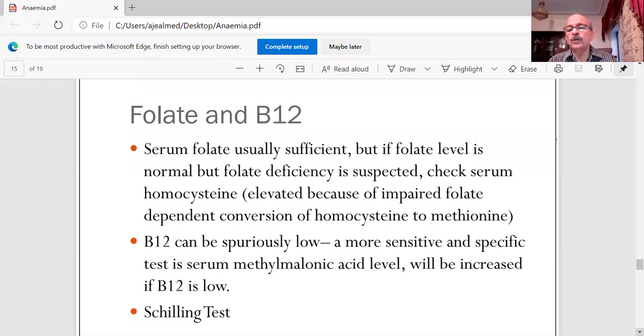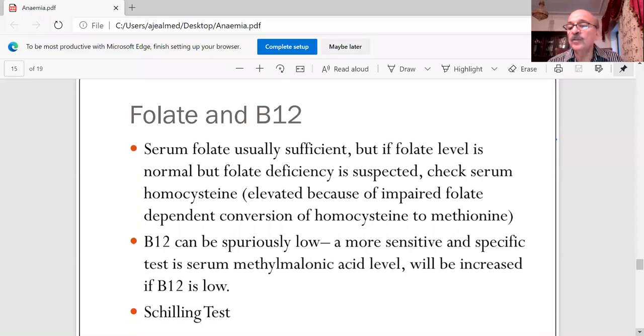The body stores of folate is usually not very big. And if a patient goes off his diet for a few weeks, 3 or 4 weeks, he may go folate deficient, and folate can be measured in the serum, okay? And you remember, as I said earlier, folate and B12 deficiency anemias are usually macrocytic anemias, okay?